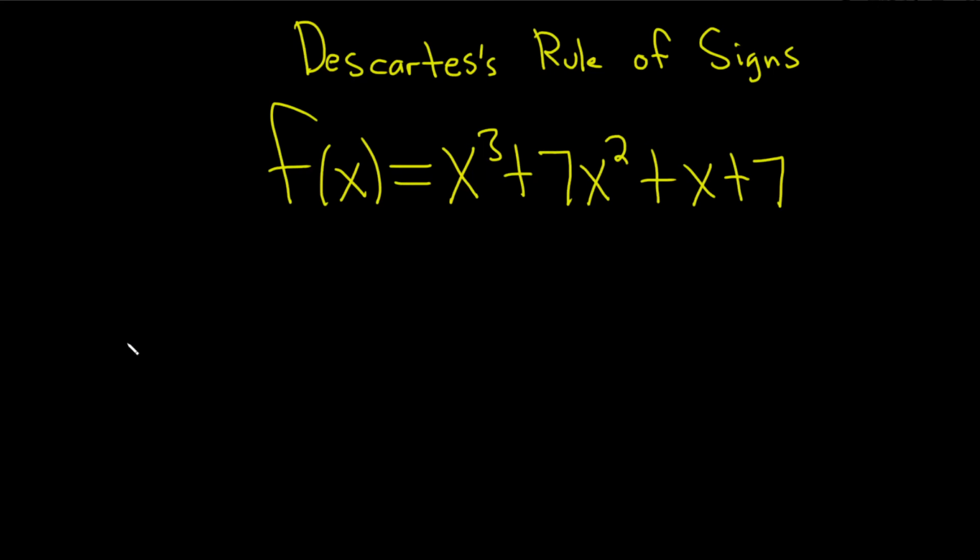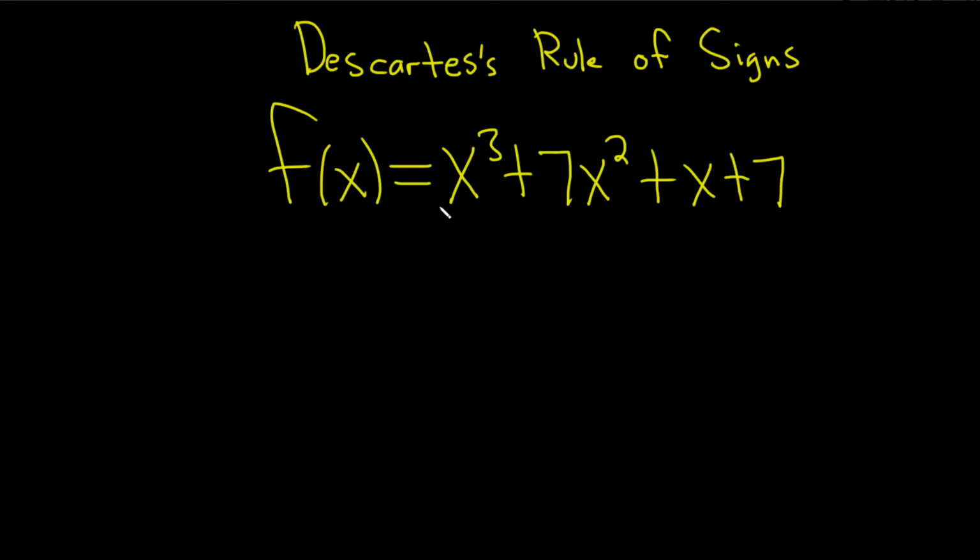In this problem, we're going to use Descartes' rule of signs to determine the number of positive real zeros and the number of negative real zeros. Let's start with the positive real zeros. To use Descartes' rule for positive real zeros, we look at f of x, and we count the number of sign changes. So the number of positive real zeros is the number of sign changes, or the number of sign changes minus an even number.